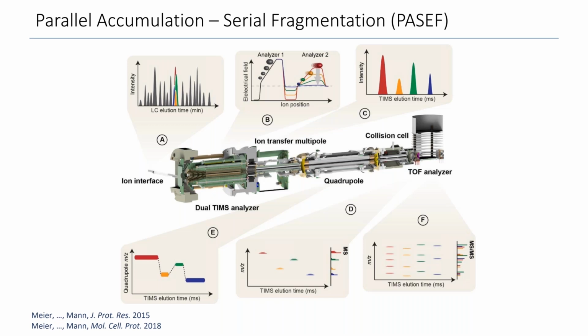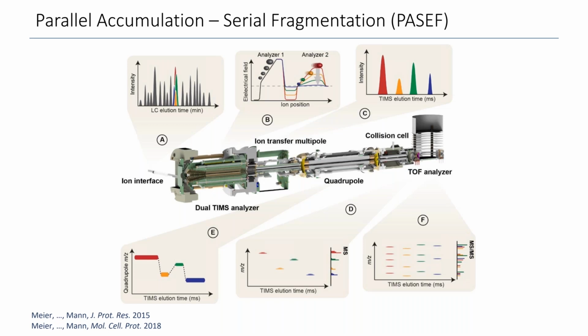The idea behind this is that we make use of the trapped ion mobility spectrometry in the front part of the mass spectrometer to separate all the ions as they come into the mass spectrometer in time. So it's a bit like a stop and go system, where we trap the ions for a little while and then elute them one by one according to the ion mobility.